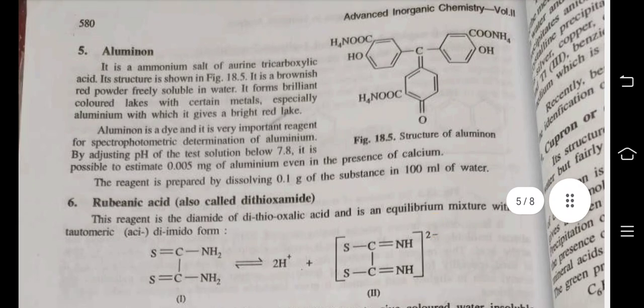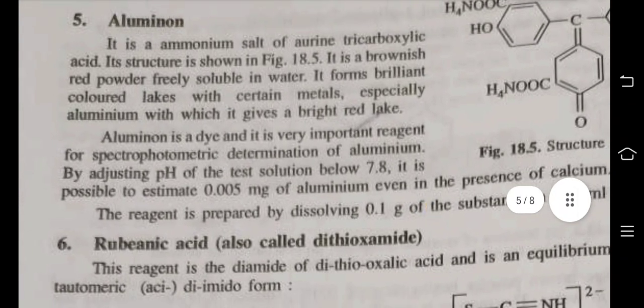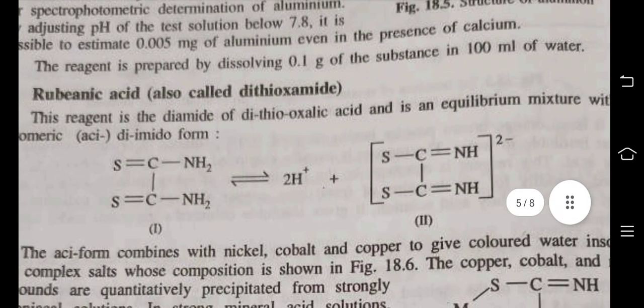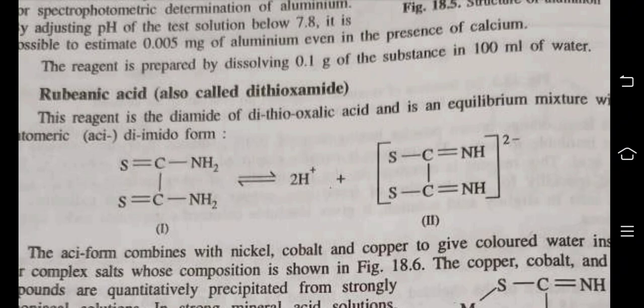Next reagent is aluminon. It is an ammonium salt of aurin tricarboxylic acid. Its structure is shown in figure. It is a brownish red powder freely soluble in water. It forms brilliant color lakes with certain metals, especially aluminium, with which it gives a bright red lake. Aluminon is a dye and it is a very important reagent for spectrophotometric determination of aluminium. By adjusting pH of the test solution to 7.8, it is possible to estimate 0.005 milligram of aluminium even in the presence of calcium. The reagent is prepared by dissolving 0.1 gram of substance in 100 ml of water.